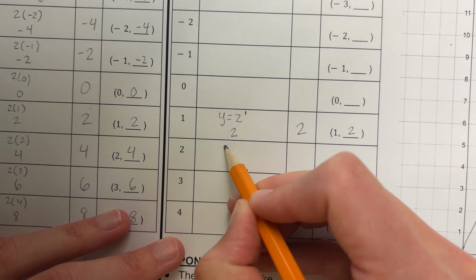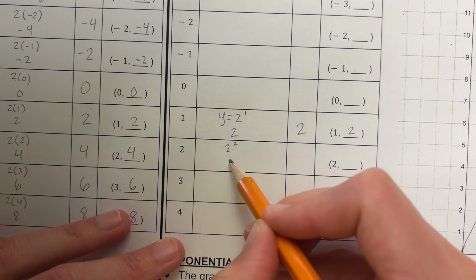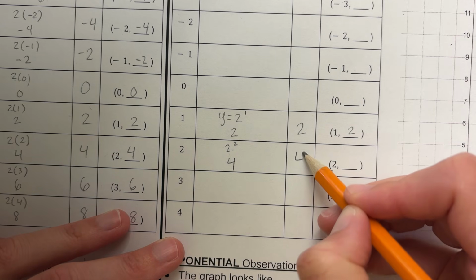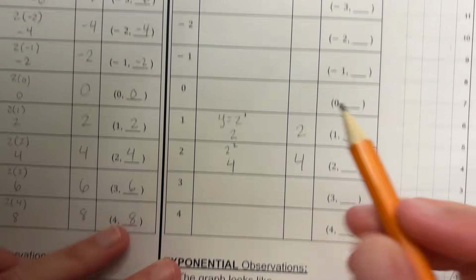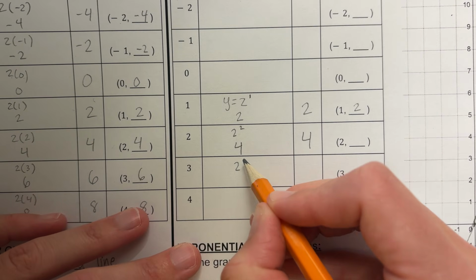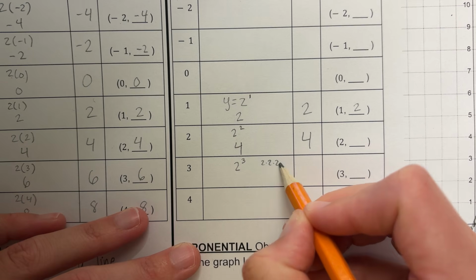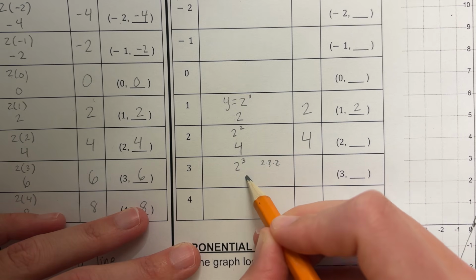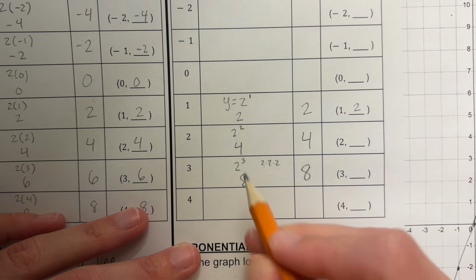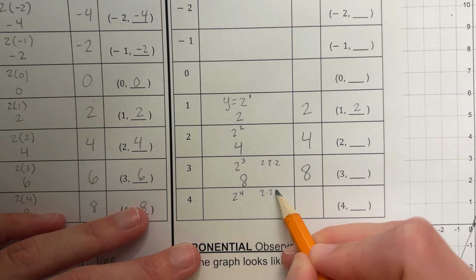Now this is y equals 2 to the power of x, with x equal to 2. Well, 2 to the power of 2 is 4. 2 times 2 is 4. Now, remember the equation is 2 to the power of x. So this is now 2 to the power of 3. Okay, well, what does that mean? Remember, that means 2 times 2 times 2. So that's 2 times 2 is 4 times 2 is 8. Okay, and now 2 to the power of 4, that's this, right? That's 2 times 2 times 2 times 2.